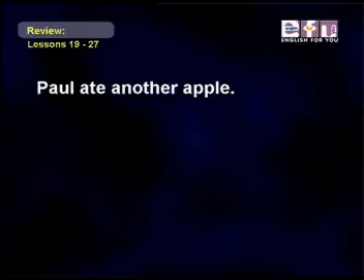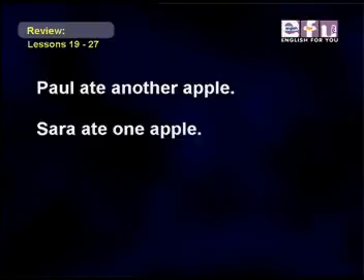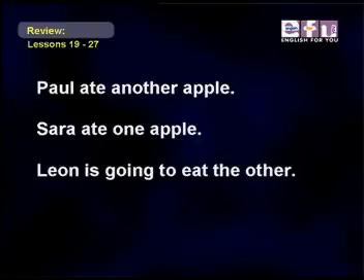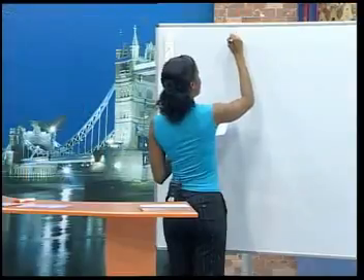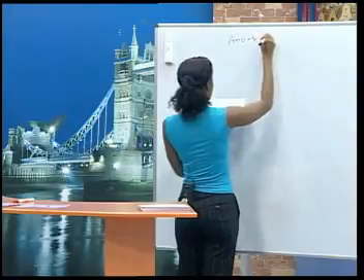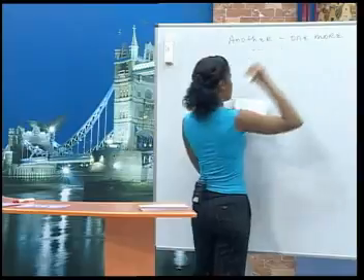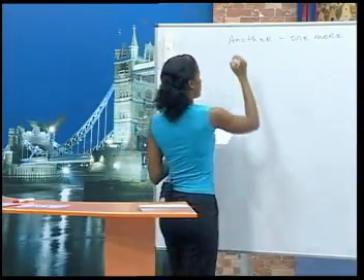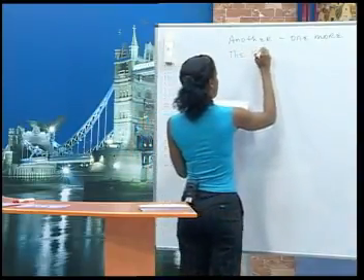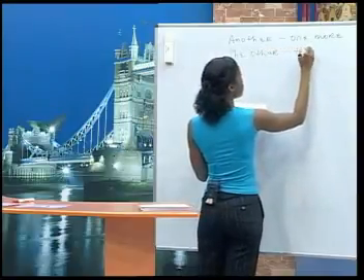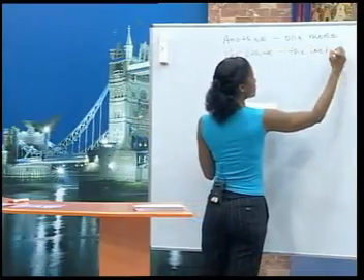Now let's review something else. Let's look at some examples first. Paul ate another apple. Sarah ate one apple. Leon is going to eat the other. So now, another means one more out of a group of similar items. The other means the last one in a group of similar items.